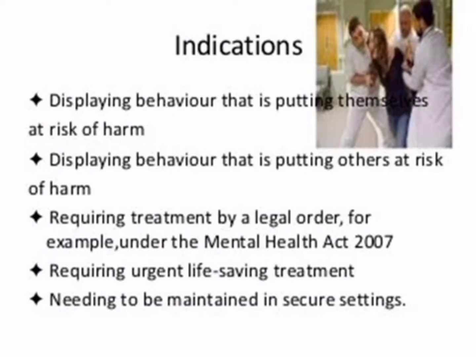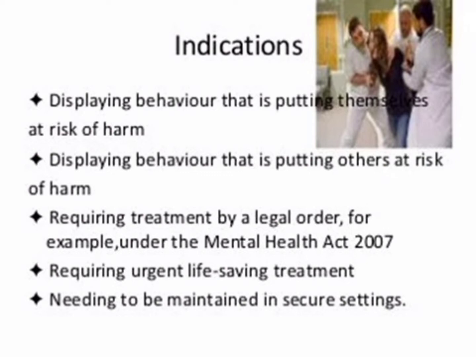Indications for restraint. Displaying behavior that is putting themselves at risk of harm. If we are not restraining the patient, because of their behavior, they may cause harm to themselves. So, to prevent that, we should put a restraint. Displaying behavior that is putting others at risk of harm. They may put others at risk also, so we should put a restraint on them to prevent injury to themselves as well as to others.